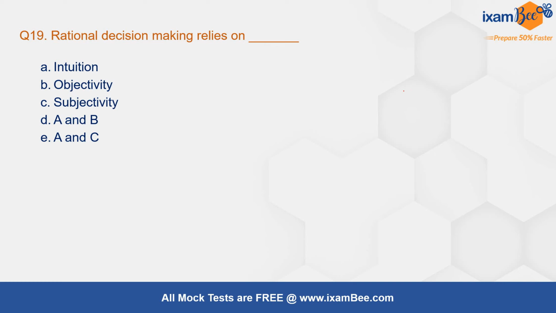The next question, rational decision making relies on which of the following? Intuition, objectivity, subjectivity. Is it intuition and objectivity, or intuition and subjectivity? So rational decision making is mostly relying on objectivity. You are taking a rational decision based on facts, logic, statistics, and therefore it can be objectively defined.